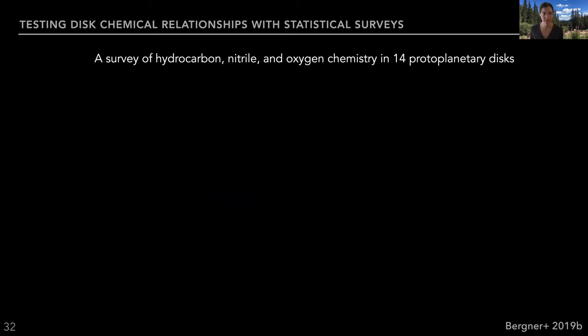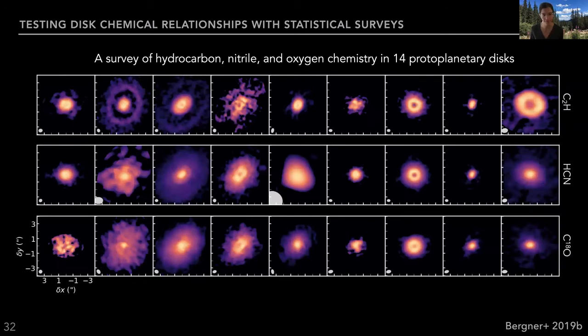So we set out to test this using a survey of 14 protoplanetary disks looking at the hydrocarbon, nitrile, and oxygen chemistry. For disk science, 14 is actually a pretty large sample. So we are trying to really test the underlying chemical frameworks with this.